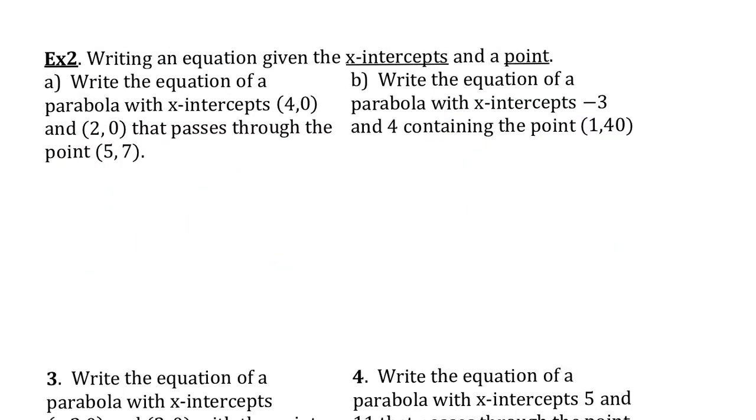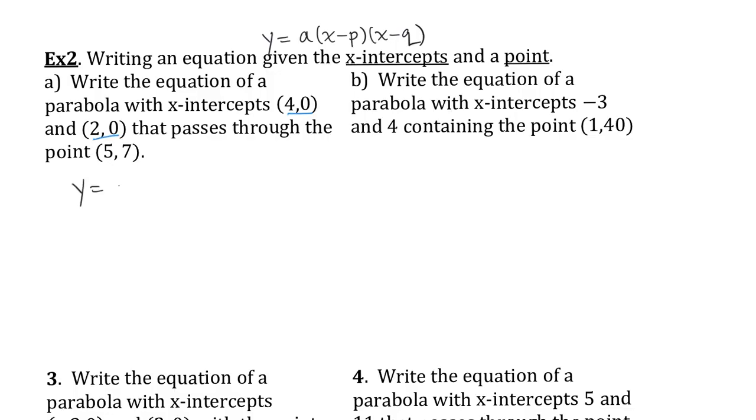Okay, for the next example, we're going to write an equation given the x-intercepts and a point. So I'm using intercept form, which is the one where it has an a, and then it has the intercept and the intercept. Okay, so for part A, it says write the equation of a parabola with x-intercepts (4, 0) and (2, 0), passes through (5, 7). Okay, so let's start with that.